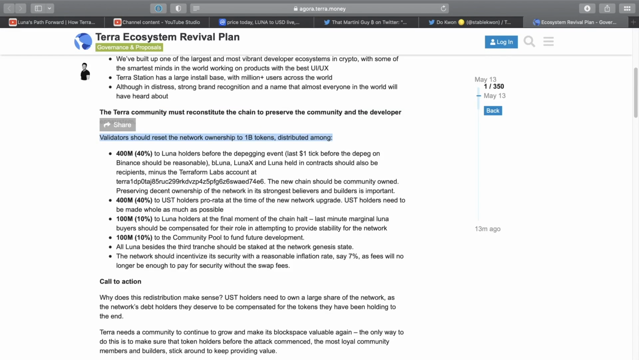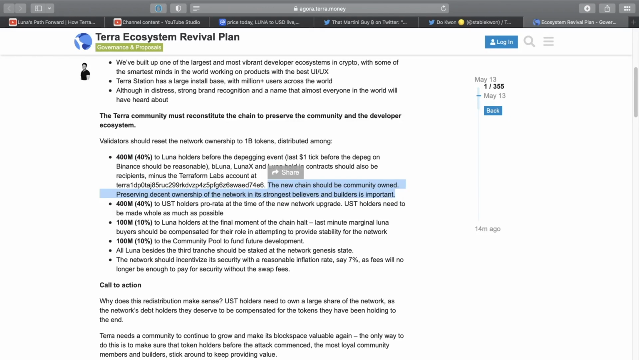So the grand plan is that the validators should reset network ownership to just 1 billion tokens, distributed amongst 400 million, which is 40%, to Luna holders before the depegging event. The new chain should be community owned. Preserving decentralized ownership of the network in its strongest believers and builders is important. Another 40% to UST holders pro rata at the time of new network upgrade. UST holders need to be made whole as much as possible.